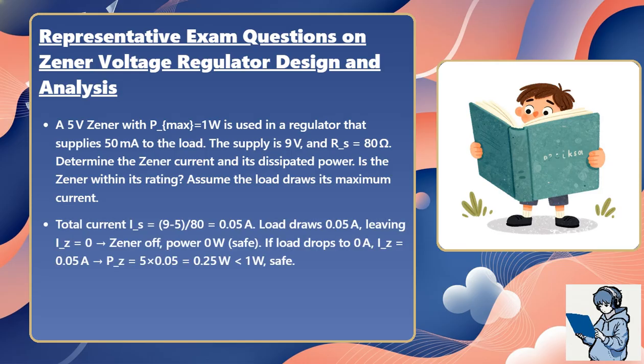Total current I sub S equals open parenthesis 9 minus 5 close parenthesis divided by 80 equals 0.05 amps. Load draws 0.05 amps, leaving I sub Z equals 0, so the Zener is off and power is 0 watts, which is safe. If the load drops to 0 amps, I sub Z equals 0.05 amps, power P sub Z equals 5 times 0.05 equals 0.25 watts, which is less than 1 watt, also safe.